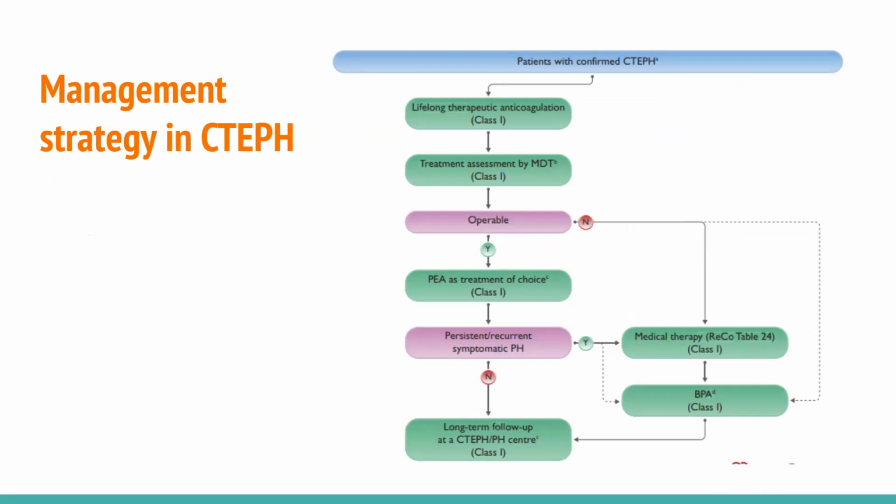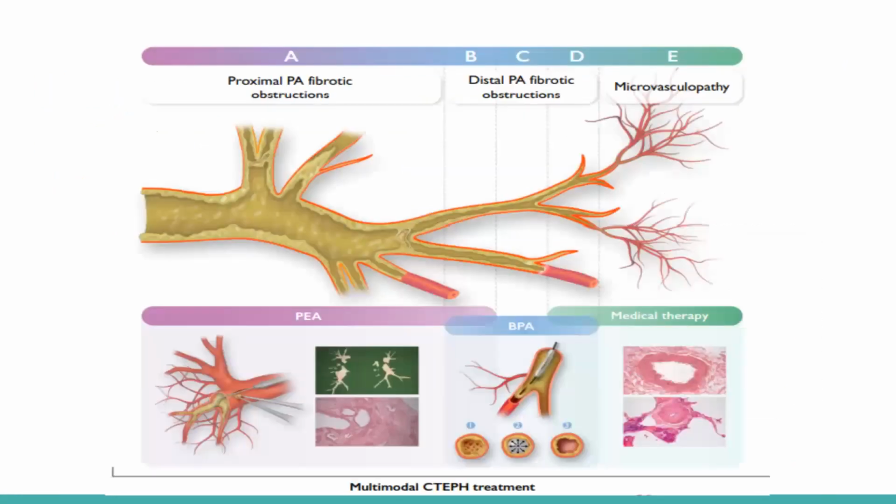If they are operable, then we can go ahead with pulmonary endarterectomy. Or if it is persistent or recurrent, then we can think of balloon angioplasty of the pulmonary vessel. Or if it is not, then medical therapy would be used. So here we can see in the picture, if it's a proximal pulmonary artery fibrotic obstruction, then we go about with PEA. If it is a distal PA fibrotic obstruction, then we go about with BPA. If it is microvasculopathy, then we go ahead with medical therapy.